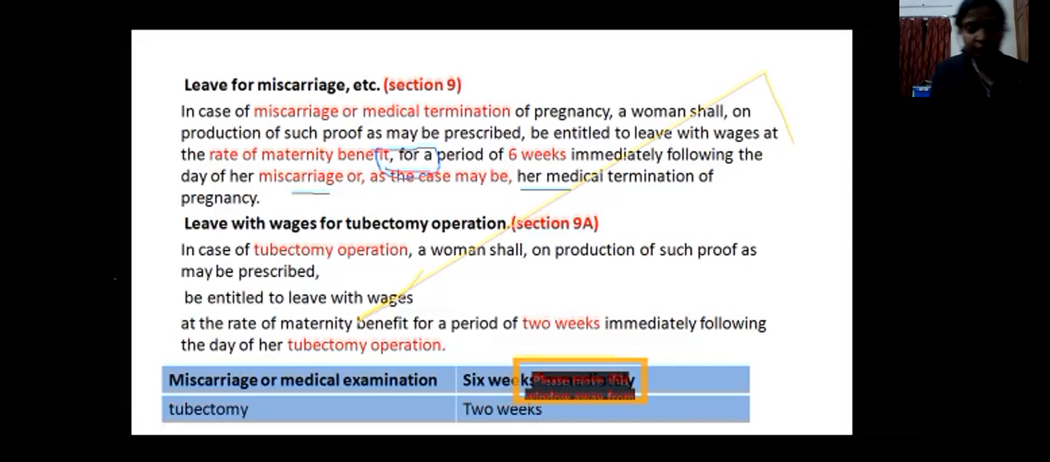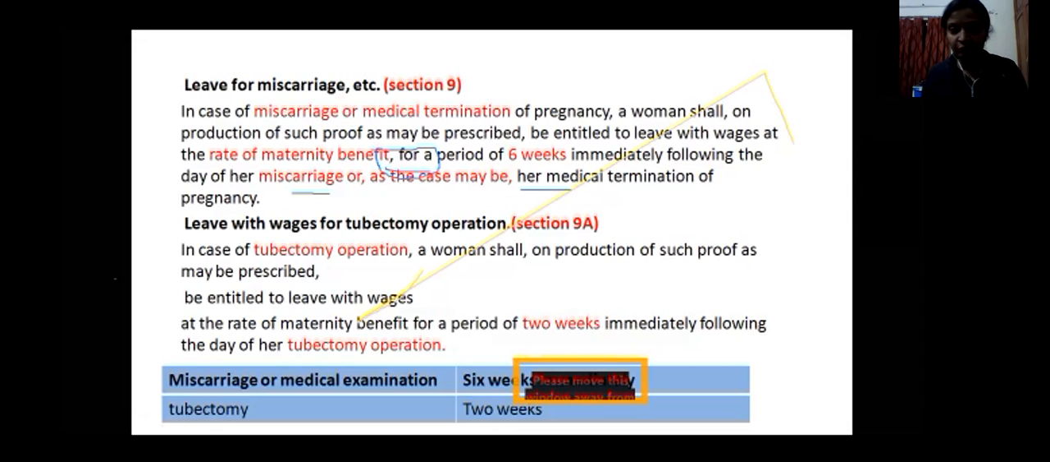जो भी इनका ऑपरेशन वगैरह जो होता है बिकॉज ऑफ दिस डिजीज, इसमें क्या होता है, वुमेन ऑन प्रोडक्शन ऑफ सच प्रूफ, वुमेन हैज टू प्रोड्यूस द प्रूफ एंड ऑन द प्रोडक्शन ऑफ सच प्रूफ she will be entitled to leave with wages but the period will be 2 weeks। so यहाँ पे आपको दो चीजें याद रखनी है, अगर मिसकैरेज होता है तो आपको लीव मिलेगा कितना? 6 वीक्स का लीव विथ वेजेस, और अगर ये ऑपरेशन होता है ट्यूबेक्टोमी ऑपरेशन, इस केस में आपको मिलेगा 2 वीक्स। ओके, am I clear here?